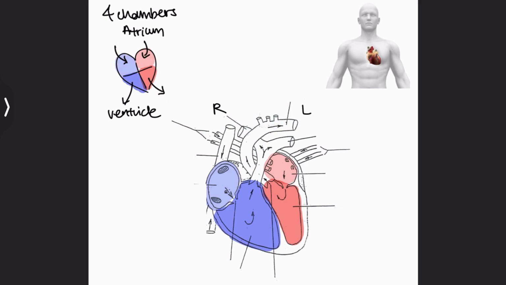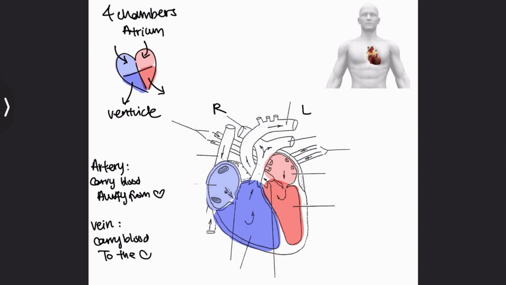There are 2 types of blood vessels: arteries and veins. An artery carries blood away from the heart. Artery, A for away, away from the heart. Whereas veins carry blood to the heart.